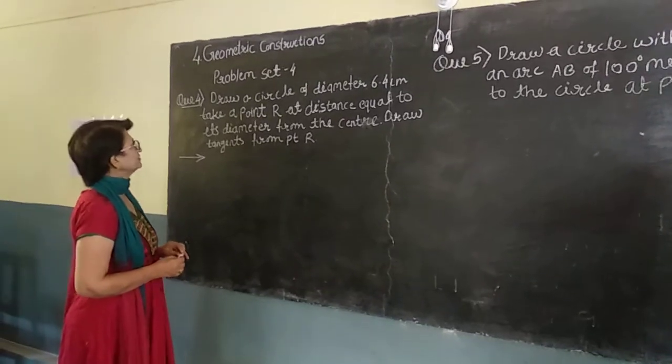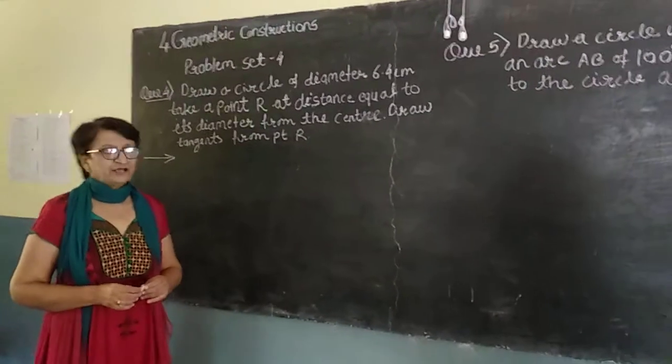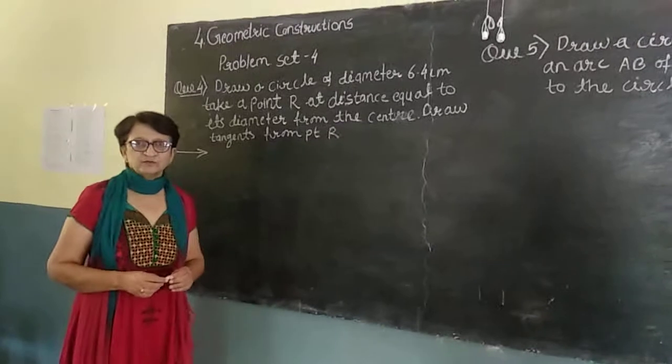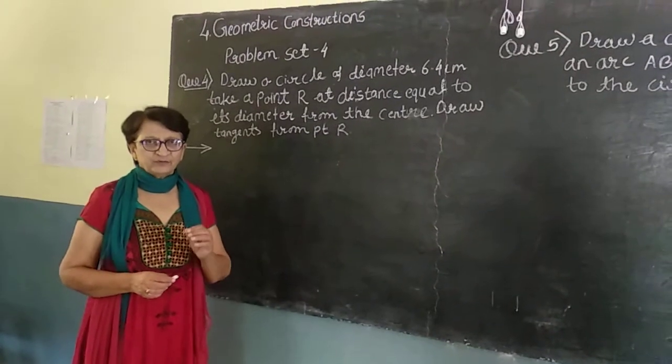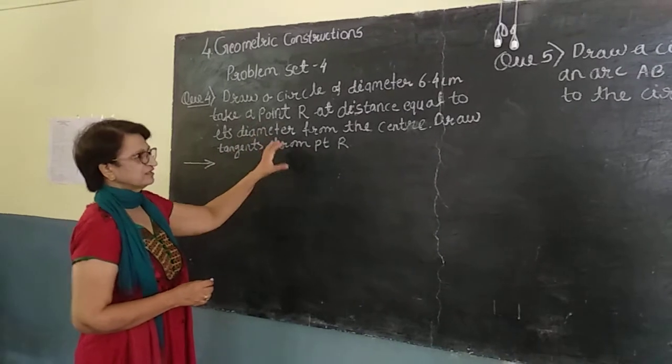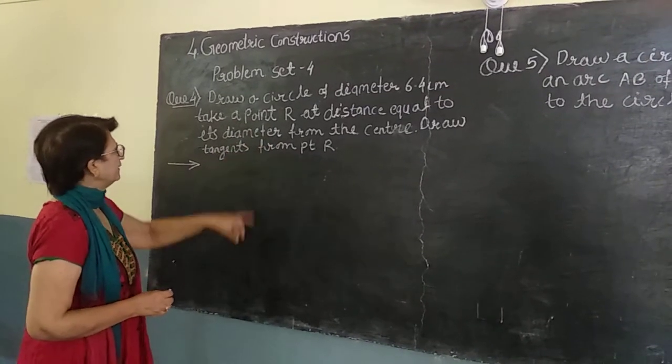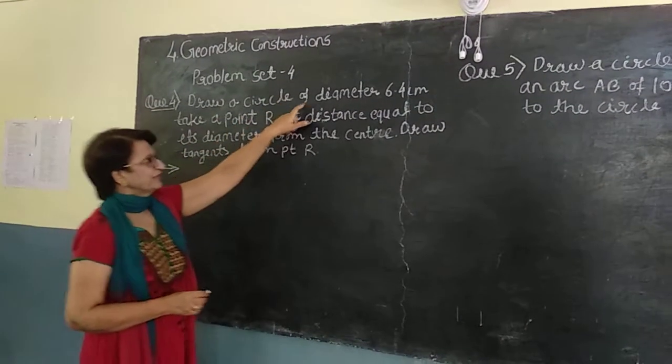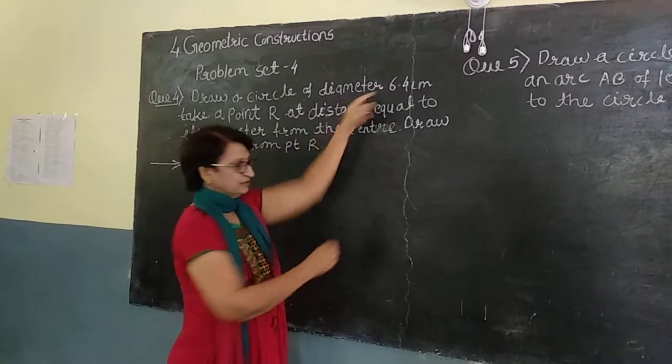Geometric constructions. In problem set 4, I am finding two or three sums which need to be explained up to a certain limit. You all know it, only a little bit of changes are there, so I am going to explain about it. Now what is written: draw a circle of diameter 6.4 centimeter.